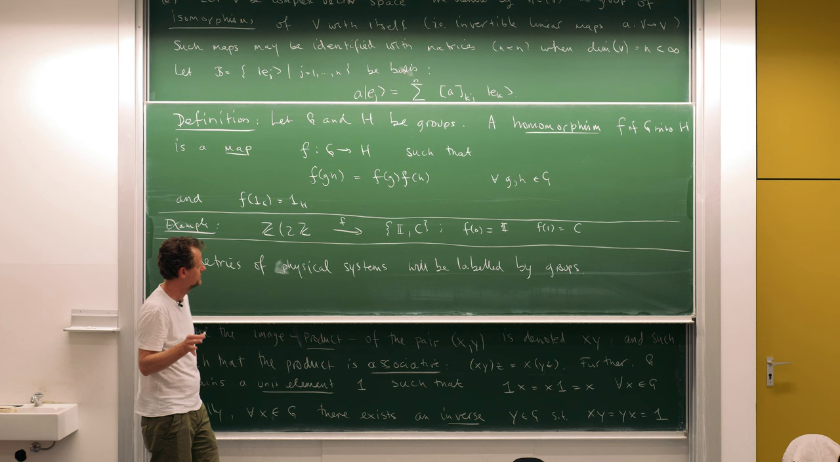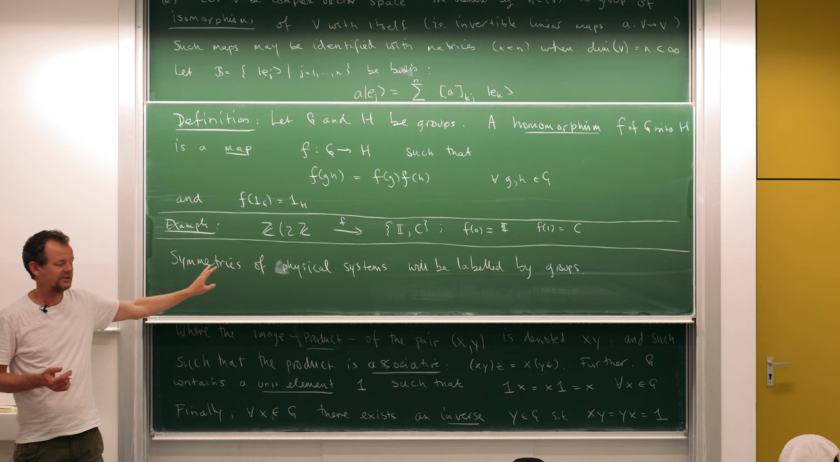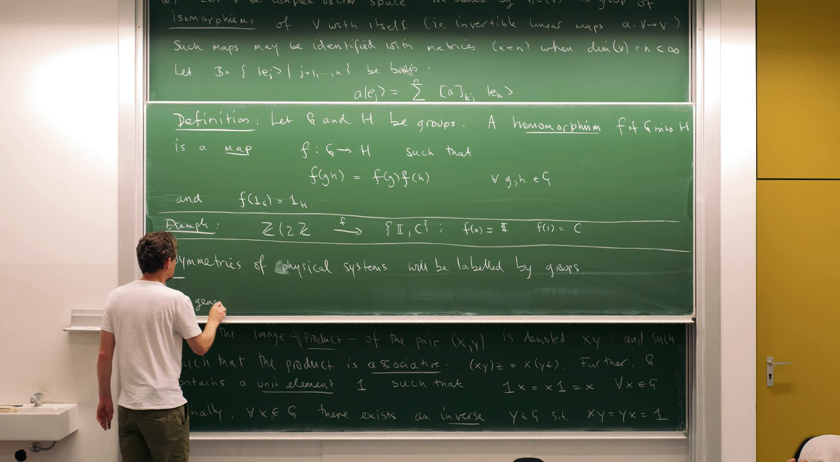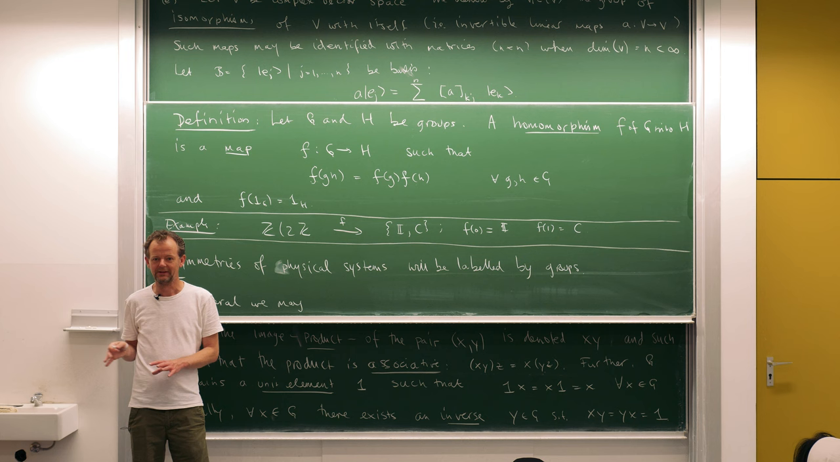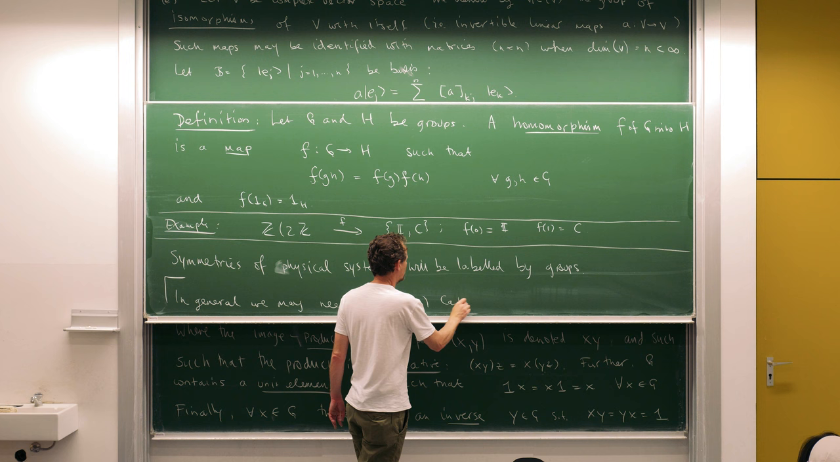Now, this is where I am sort of going to tell you a bit of a lie, right? I said all symmetries should be labeled by groups or elements of groups. It turns out, and this is an understanding that's only now coming out in research, that groups may not be quite the right structures to capture all symmetries of physical systems. It turns out that in general, we may need something more generalized than just a group. I'm just going to write this down. I'm not going to talk about it in this course.